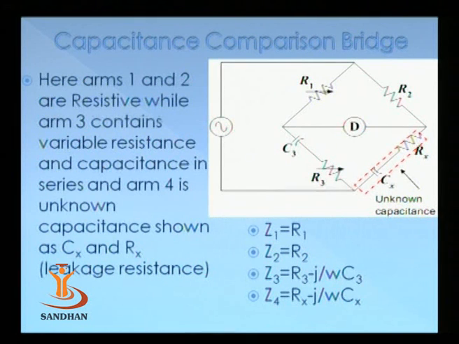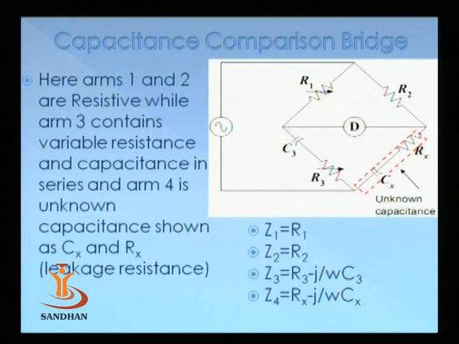Different types of AC bridges are possible, starting with the first one, that is the capacitance comparison bridge. Two types of comparison bridges are there. First we will discuss capacitance comparison, followed by inductance comparison. The name comparison bridge is given because the two lower arms are of equal and opposite kind of nature, while the upper arms R1 and R2 are resistive.